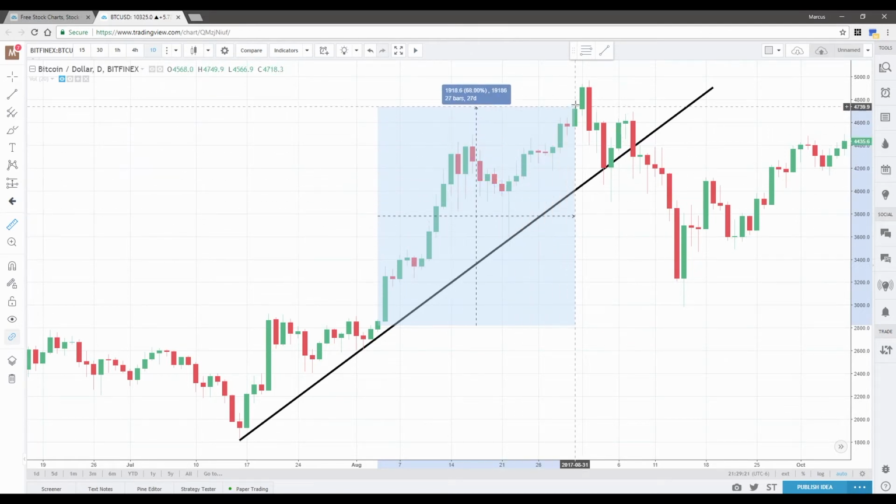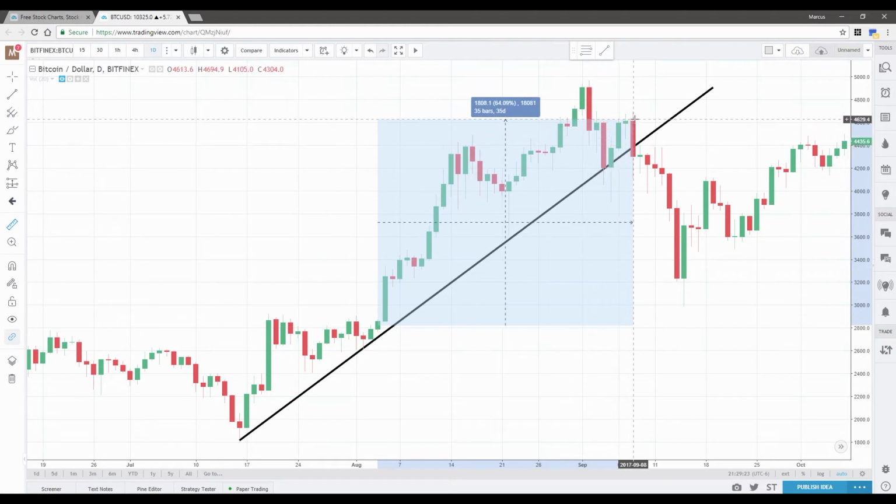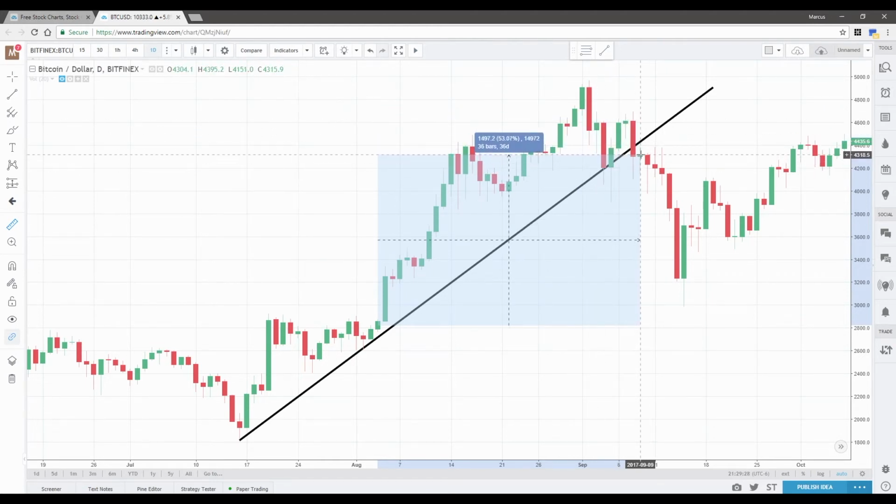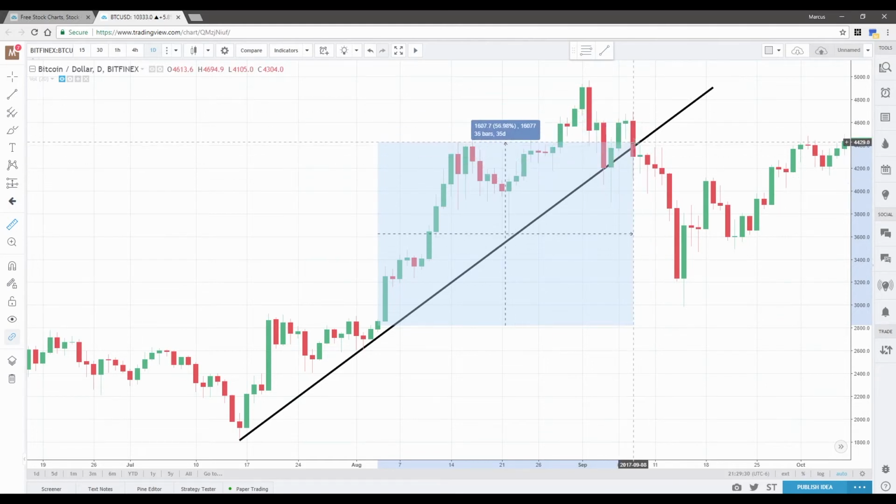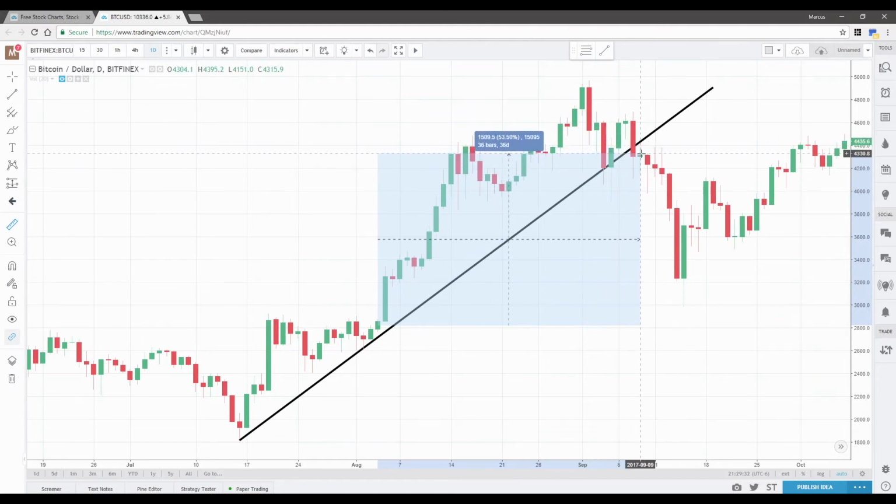Still holding, hasn't crossed the trend line. It crosses the trend line here. We want the next candle for confirmation, and the next candle closes below the trend line. Therefore, we'd be looking to exit. So let's say we sell at the average candle. Right there, we've made 52% in 36 days.